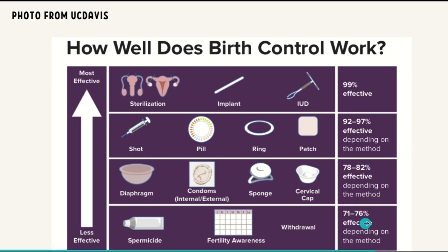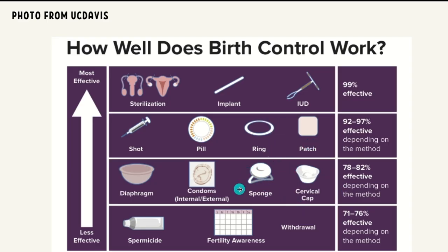The next step, and these are the least effective: spermicide and fertility awareness, meaning that you would track the cycle to be aware of when you're ovulating, because if somebody is ovulating, that's the time when they're most likely to get pregnant, right? For some reason. We don't know the science behind that, but whatever. So, less effective: this is 71 to 76% effective.